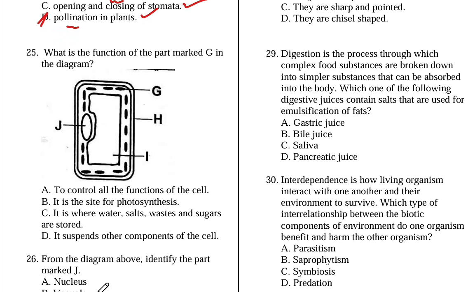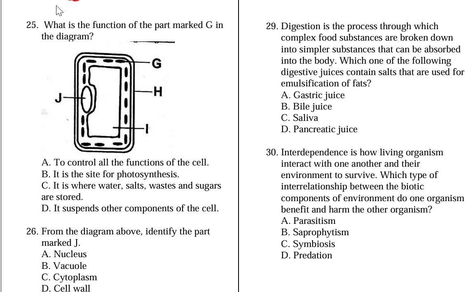Number 25. What is the function of the part marked G in the diagram below? So this one is a plant cell. So what is the function of the part marked G? So what is G? G is pointing here. G is the chloroplast. So what is the function of the chloroplast?